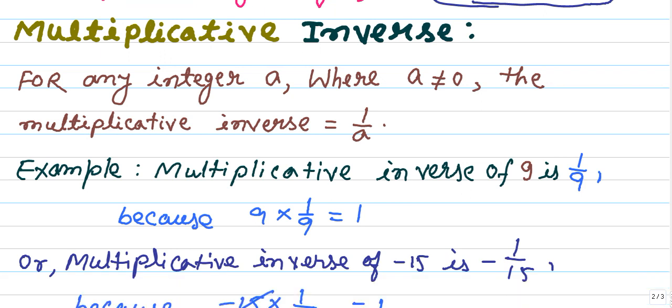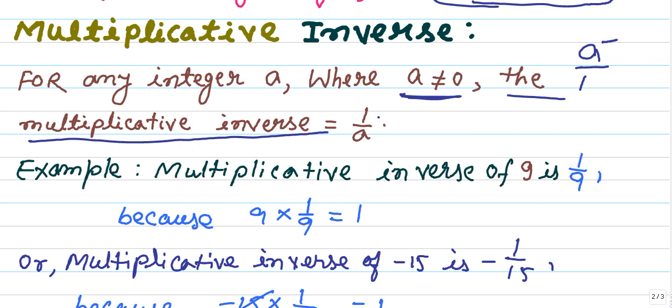Now you see that for any integer a, where a is not equal to 0, the multiplicative inverse is equal to 1 by a. That means if you have a by 1, a is the numerator and 1 is in the denominator. So what is the multiplicative inverse? It is the interchange of the numerator and denominator itself. So we get the result: we have a, and the multiplicative inverse is 1 by a.